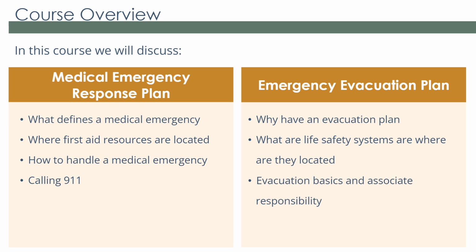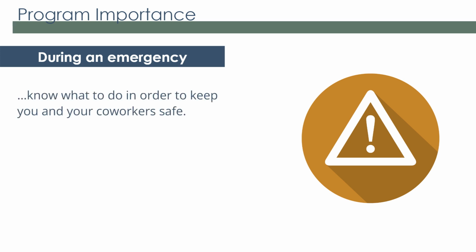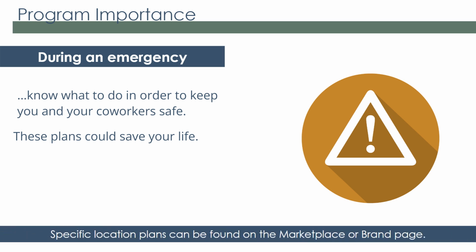Ready, let's get started. In the case of an emergency, it is important for you to know what to do in order to keep you and your coworkers safe. These plans could save your life. Plans for your specific office location can be found on the marketplace or a brand page. The site-specific plans can also be accessed by opening the Resources tab in the upper right-hand corner of this screen.